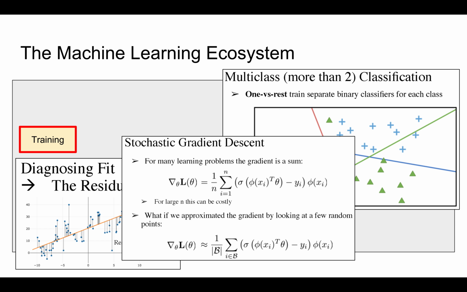Why does distributed computing come up? Well, there are a number of different reasons. You may have more data than you can fit on a single machine. These gradient computations used for stochastic gradient descent are often very computationally expensive.